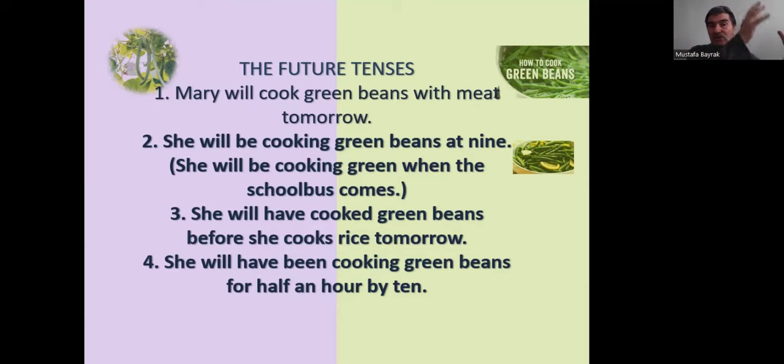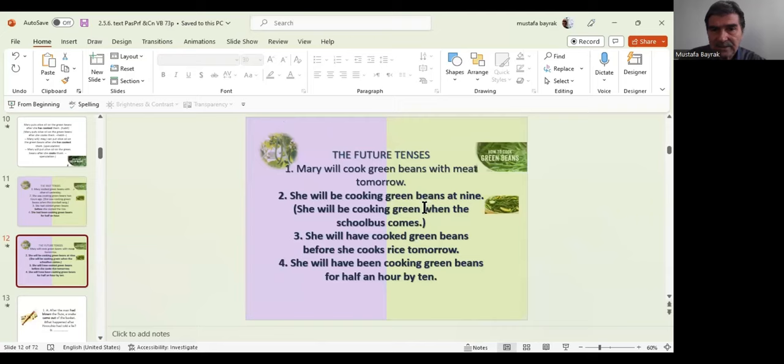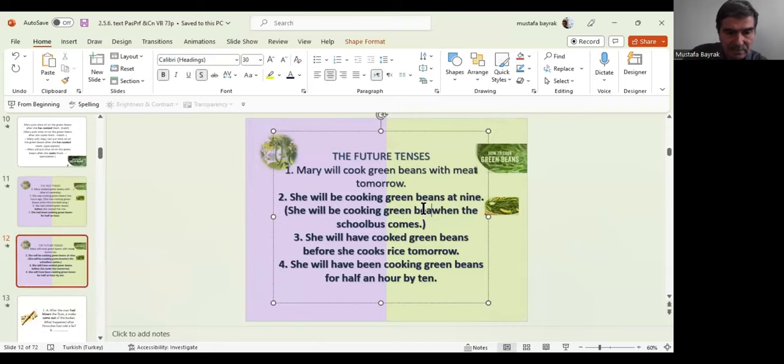She is cooking, she was cooking, and she will be cooking. She will be cooking green beans at 9. She will be cooking green beans when the school bus comes, for example. Okay. She will be cooking green beans. Yes, green beans, when the school bus comes. Okay.